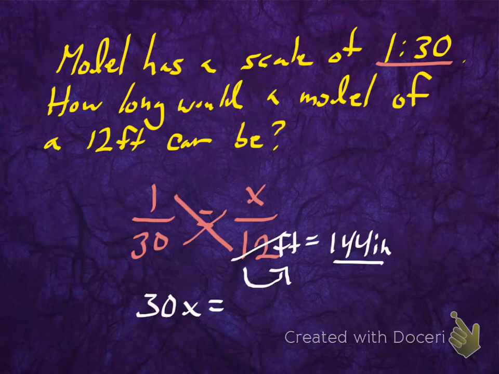Yes. All right, let's go ahead and finish the cross multiplication I was in the middle of. 30 times x is 30x, and 1 times 144 is 144. And what do I do now to solve this equation? What do I do to both sides?